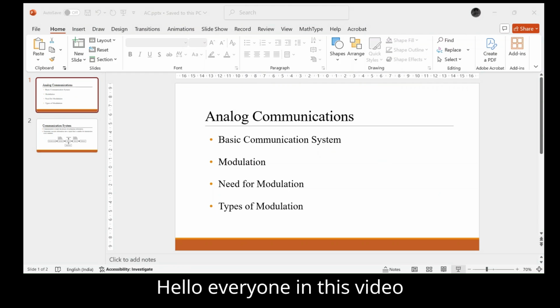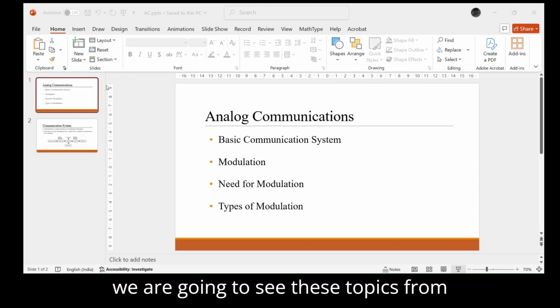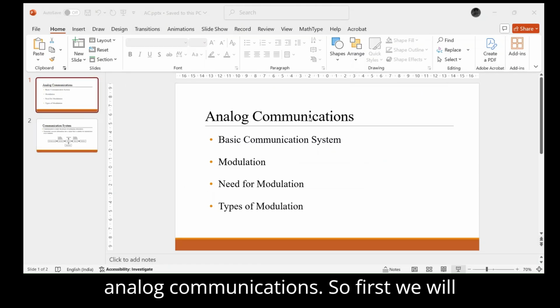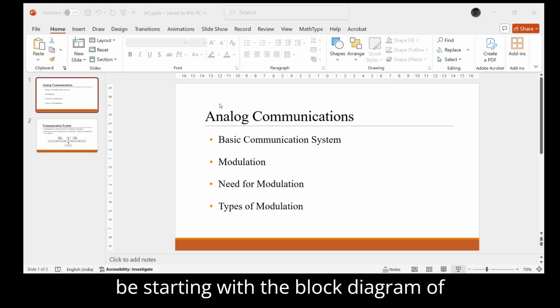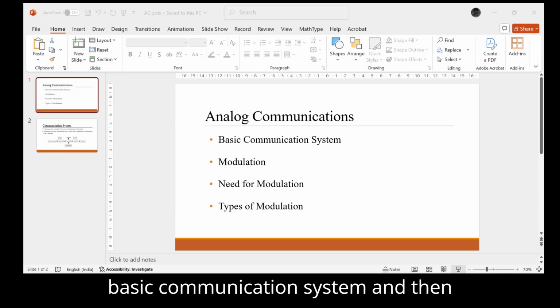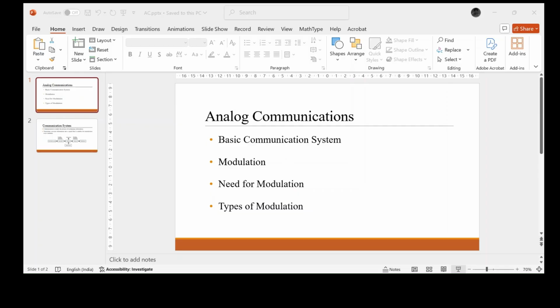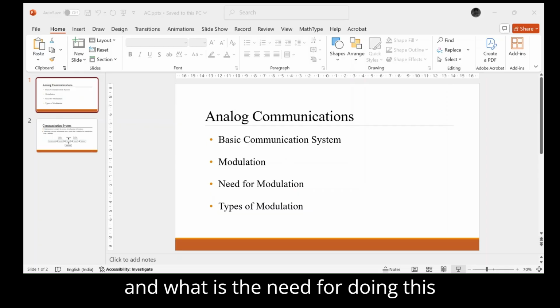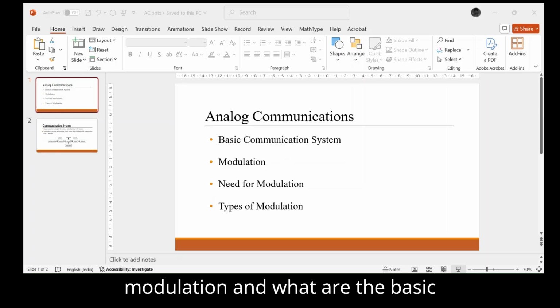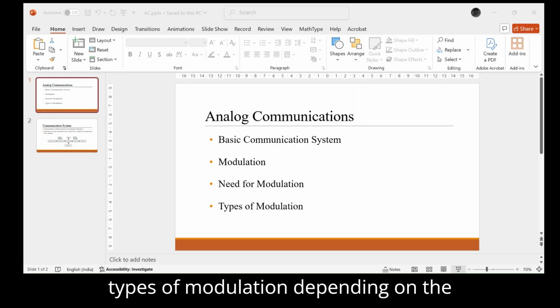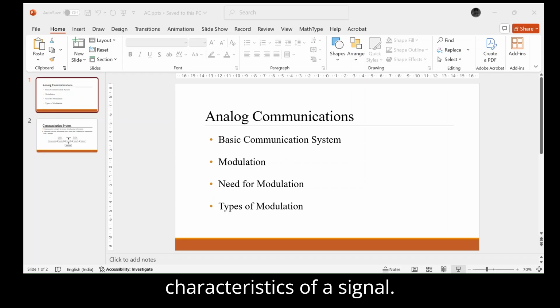Hello everyone. In this video, we are going to see these topics from nano communications. So first, we'll be starting with the block diagram of a basic communication system, and then we'll see what we mean by modulation, what is the need for doing this modulation, and what are the basic types of modulation depending on the characteristics of a signal.